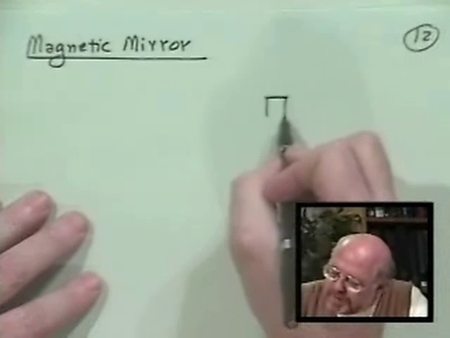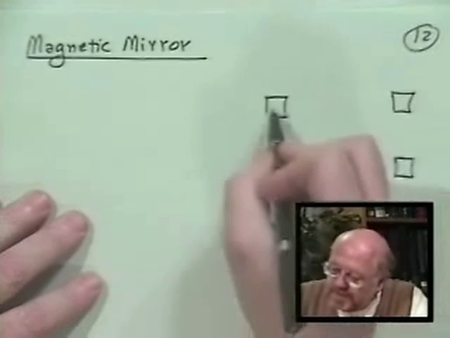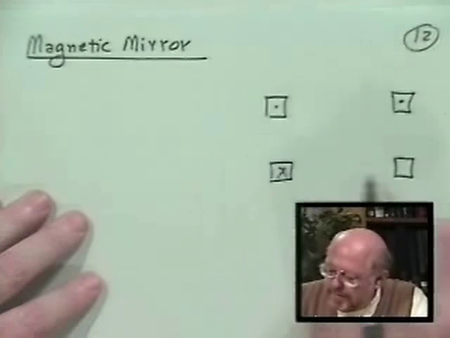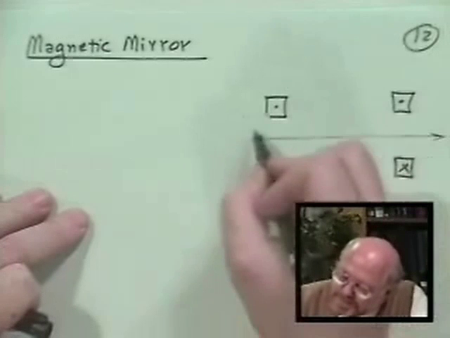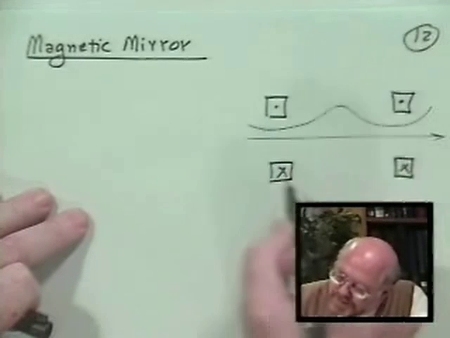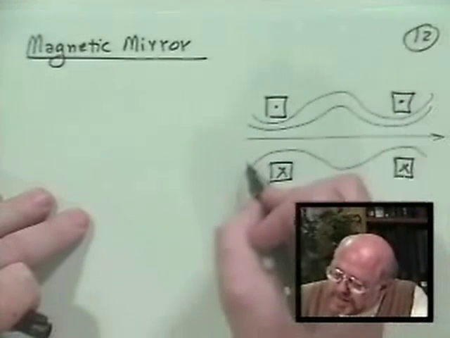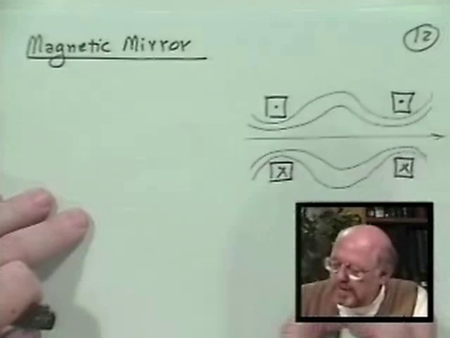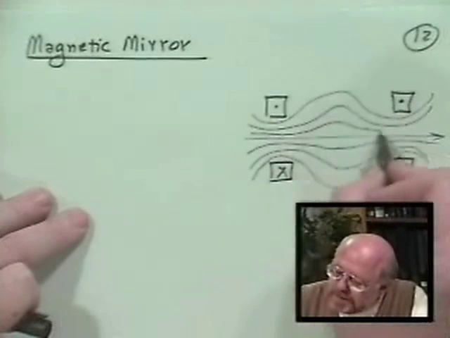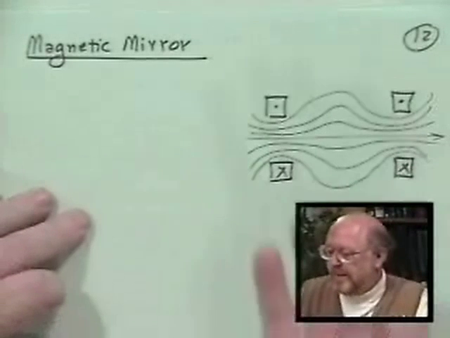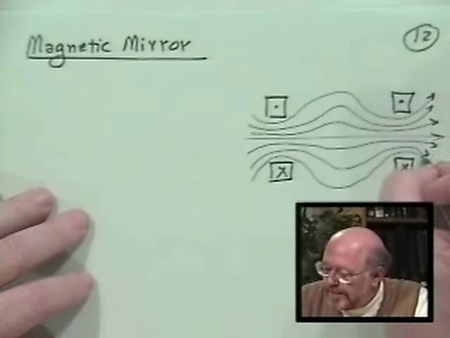So what we do is we have these usual coils here, with currents coming out of the board. And this will create magnetic field lines, which will do sort of this. Yeah, there's a few more field lines in here. And so all the field lines are moving from left to right here.